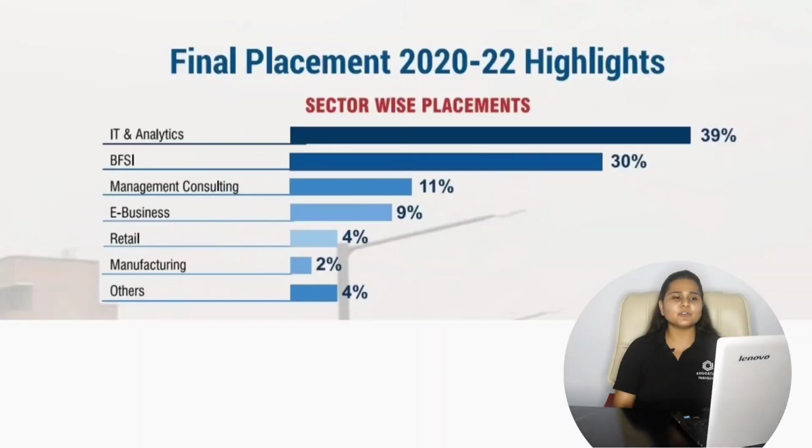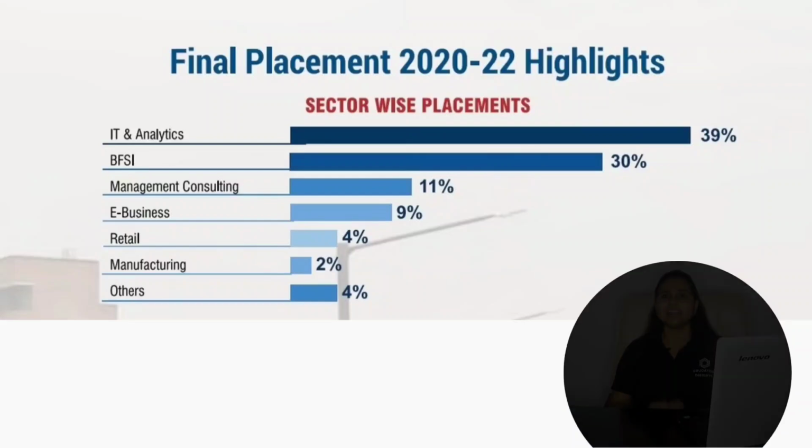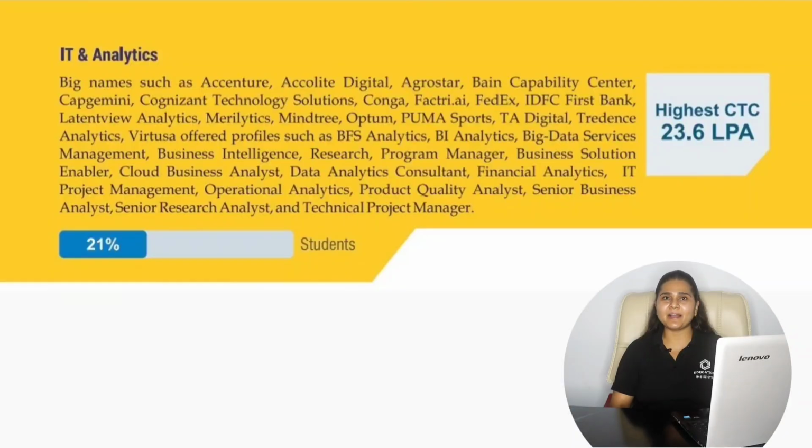If we consider the overall sector-wise placement, 39% placements were from IT and analytics, 30% from BFSI, 11% from management consulting, 9% from e-business, 4% from retail, and 2% from manufacturing.